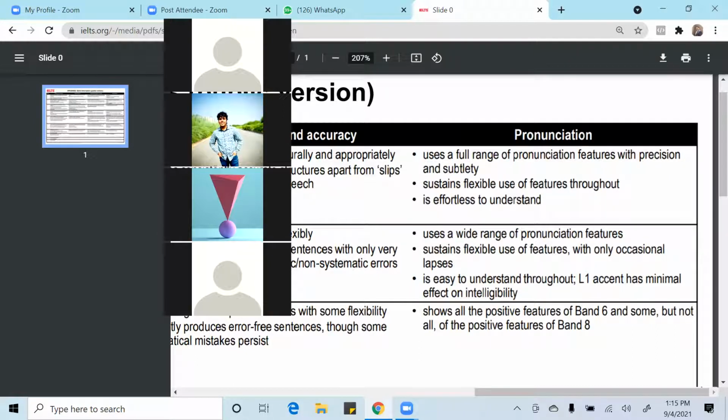Throughout, and effortless to understand. Now, how to develop this skill of proper pronunciation? How to make sure that your pronunciation is up to the mark?